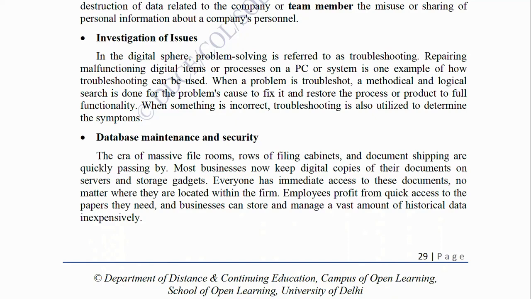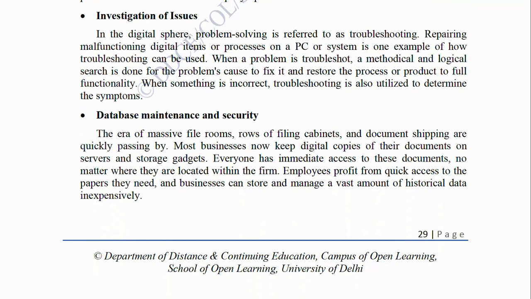Next point is investigation of issues. In the digital sphere, problem solving is referred to as troubleshooting. Repairing malfunctioning digital items or processes on a PC or system is one example of how troubleshooting can be used. When a problem is troubleshot, a methodical and logical search is done for the problem cause to fix it and restore the process or product to full functionality. When something is incorrect, troubleshooting is also utilized to determine the symptoms.